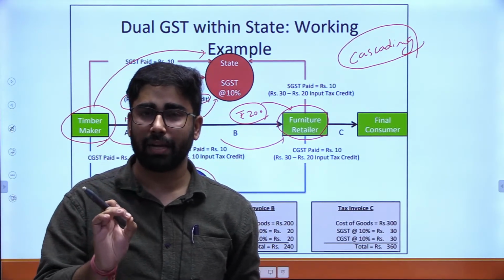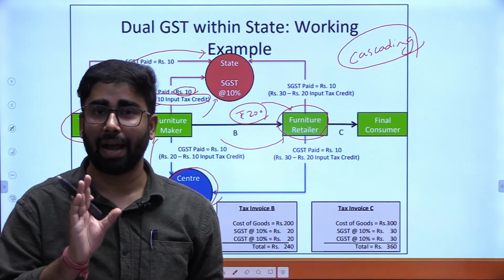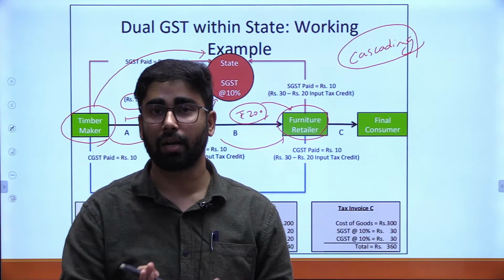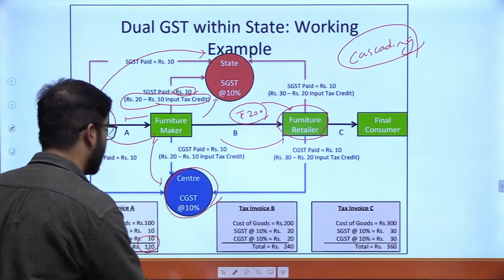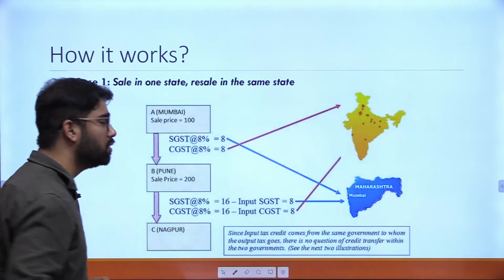So the input tax credit makes sure that goods and services tax is levied on value addition at each step, not on the whole product but at value addition. Okay, so this is the concept of input tax credit. Now let's move forward. These are some examples of how GST works.